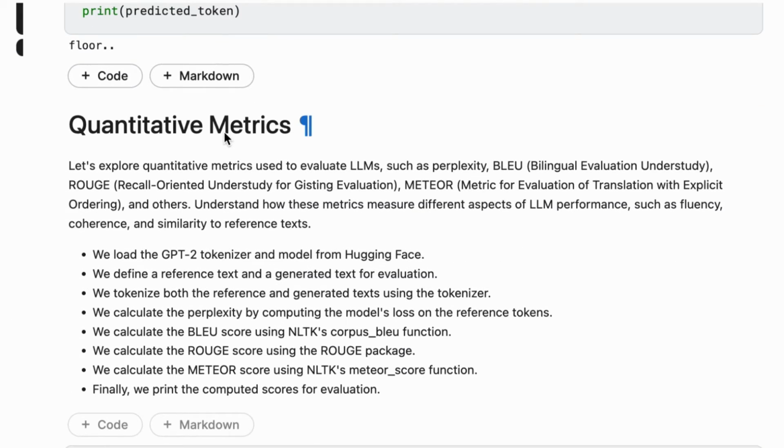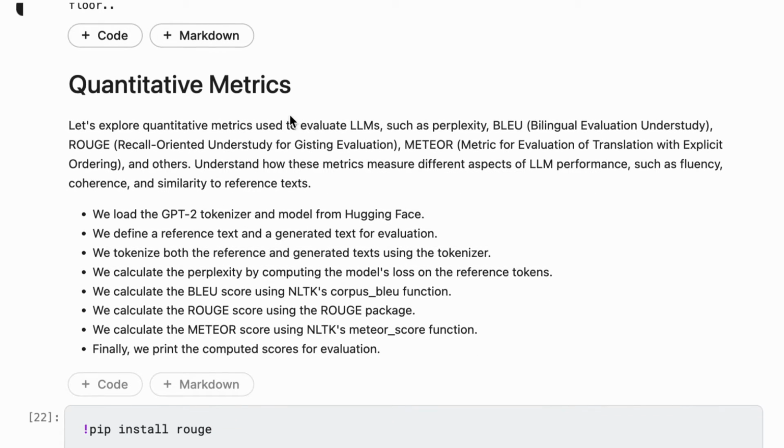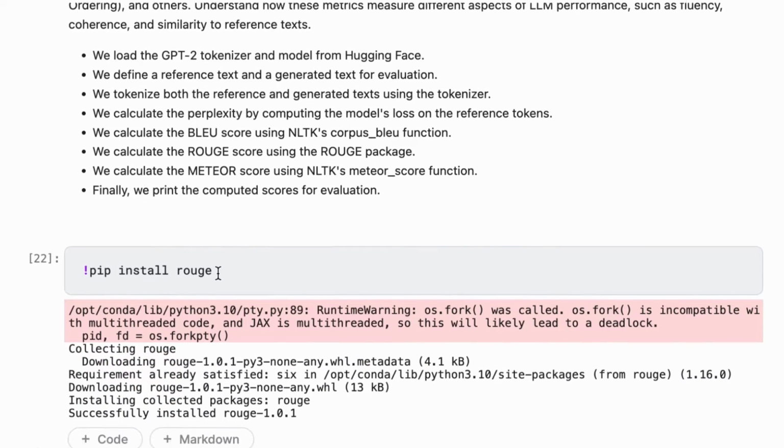Okay, so now let's talk about the quantitative metrics. Quantitative metrics such as Perplexity, BLEU score, ROUGE score and METEOR score are all evaluated in this quantitative metrics evaluation framework. So the steps that we follow: we load our large language model with the tokenizer. We define the reference text and the generated text for the evaluation. We tokenize them both. We calculate all the metrics from here and predict.